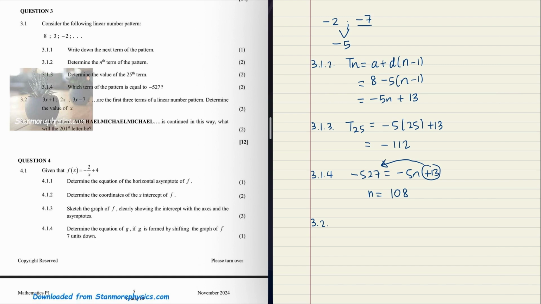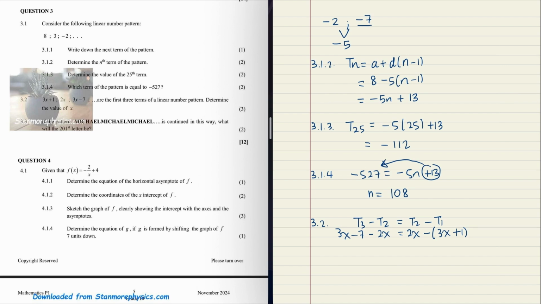Now question 3.2 says 3x plus 1, 2x, and 3x minus 7 are the first three terms of a linear number pattern. Determine the value of x. Now for a linear number pattern, we have a constant difference, meaning t3 minus t2 is going to be the same as t2 minus t1. So t3 is 3x minus 7, minus t2 is 2x, and that's going to equal t2, which is 2x, minus t1, so minus 3x plus 1. It's important that you use a bracket here, because if you don't, it's going to change the value of your final answer.